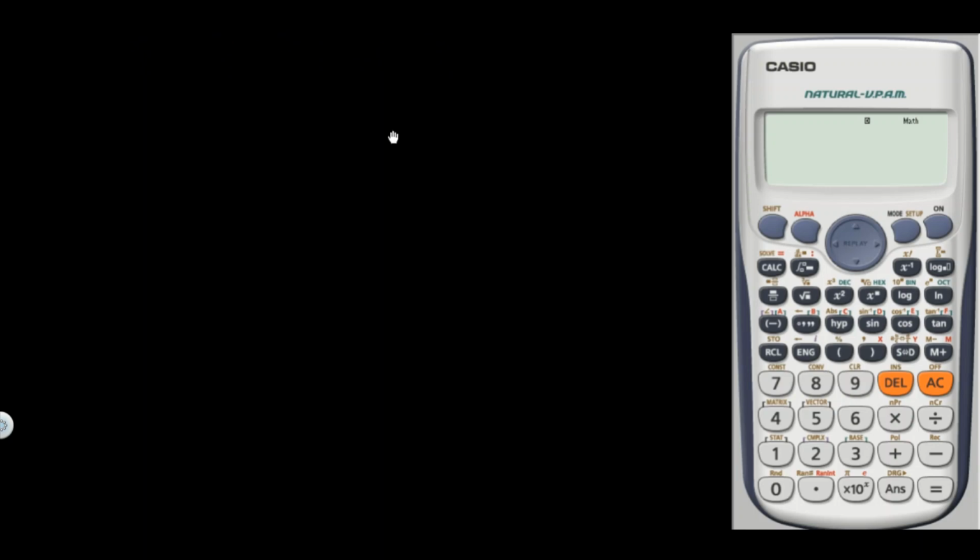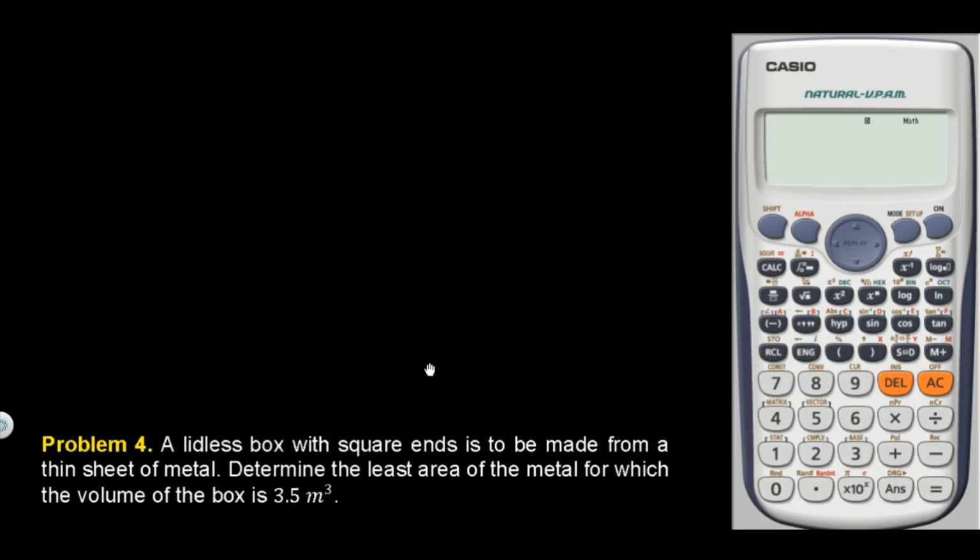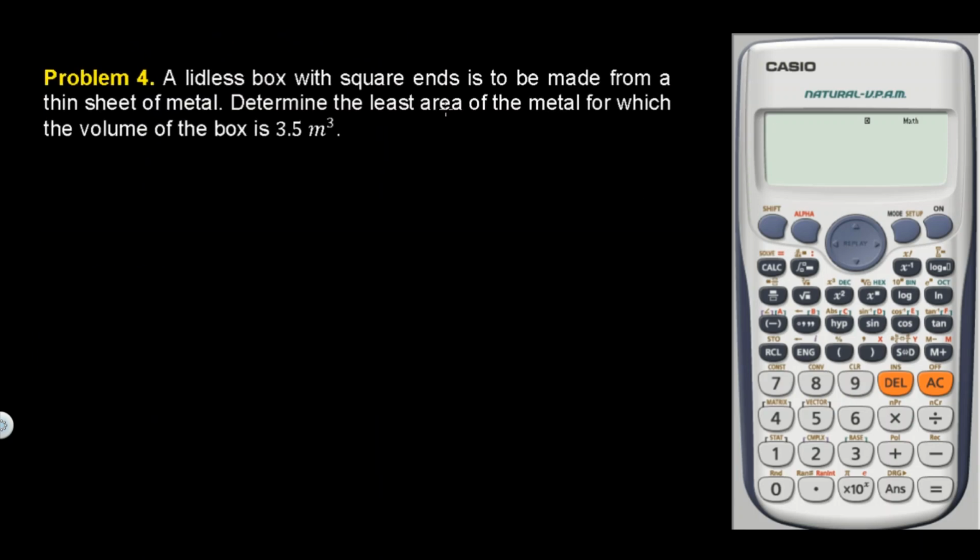Yes. Number 5. Ay, 4 pala. A lidless box with square ends, lidless pa, no? Is to be made from a thin sheet of metal. Determine the least area of the metal for which the volume of the box is 3.5 cubic meter. Okay. So, maganda dyan, i-drawing natin. So, meron daw square ends. So, square ito. Okay. Let's call this x. Ito, x din, since square yan.